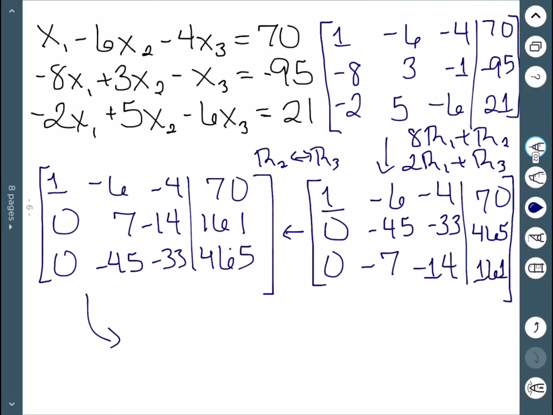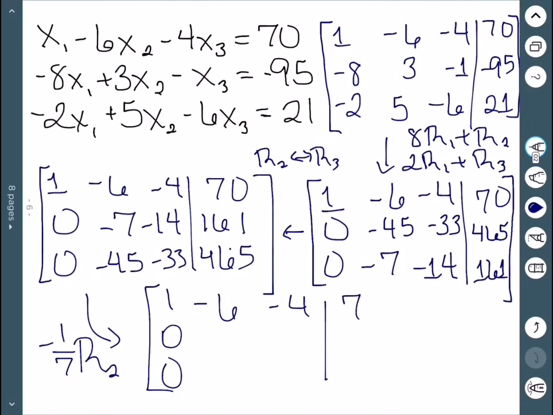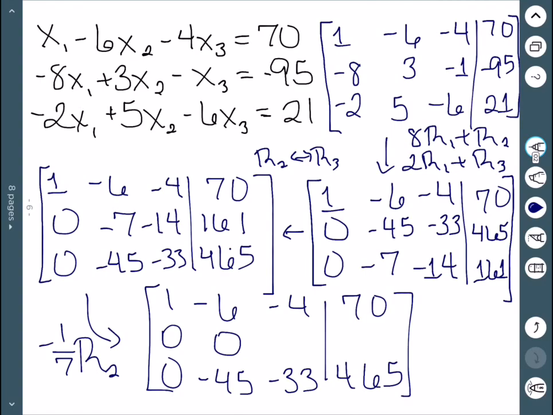Now I can multiply the second row by 1 over 7. My first and third rows will stay the same in this case. And then my second row will change. In particular, to 0, 1, -2, and 23.